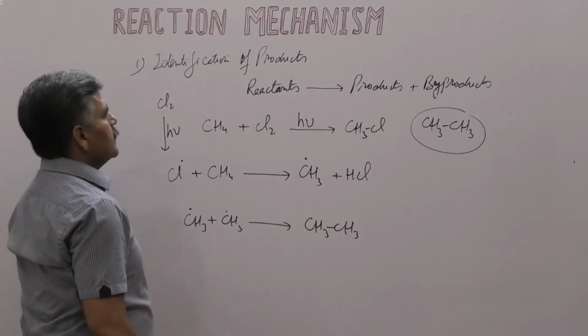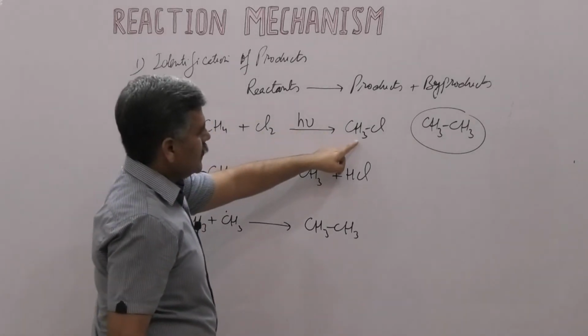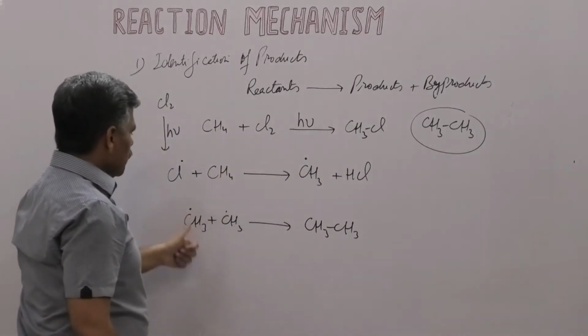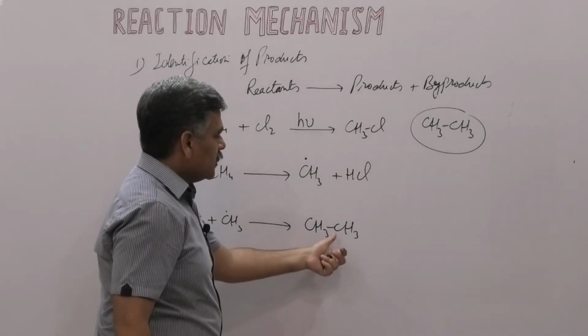It means when the methyl free radical reacts with chlorine, it gives us methyl chloride, and if two methyl free radicals react in the termination step, it gives us ethane.